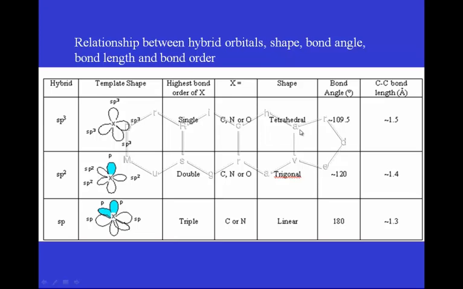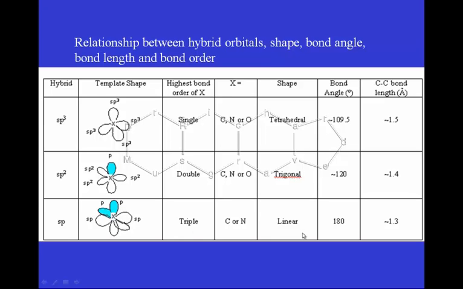We found this one to be tetrahedral, sp3, with 109.5 degree bond angles between these hybrid orbitals. We're going to have 120 degree bond angles for the sp2 and a shape called trigonal, and then a linear shape for the sp with 180 degree bond angles. That's what you're going to see right there.